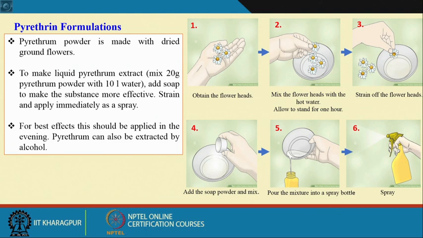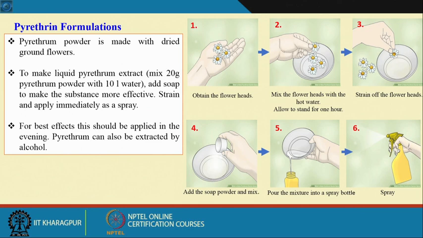And usually when you go for spraying, the spraying should be done in the afternoon hours, otherwise it will break down very quickly. For best effect, this should be applied in the evening. Pyrethrum can also be extracted by using alcohol. So, this is how the pyrethrum, let us say 20 gram of pyrethrum in 10 liter of water, or say 2 gram in 1 liter of water, and with some soap mix, so that we can make the effective spray of the liquid solution.